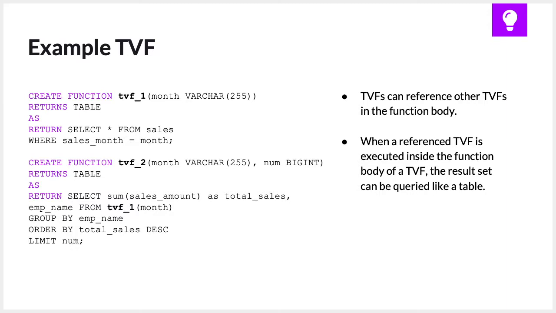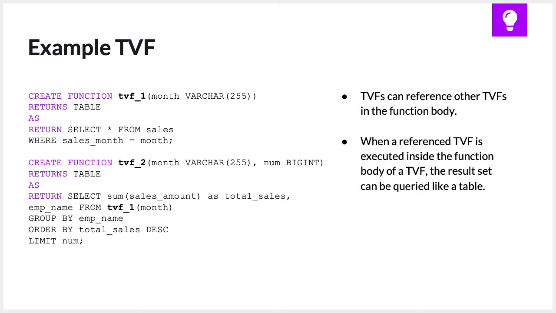Table value functions can also reference other TVFs inside the function body, and when doing so, the TVF result set can be queried just like a table. So in this example, our first TVF is essentially filtering the sales table down to a specified month. The second TVF runs a select statement from the result set of the first TVF, then performing some additional aggregations and limiting the parameter number.